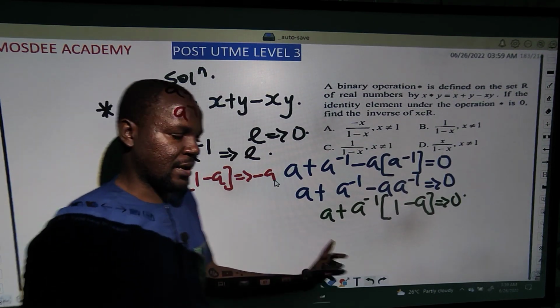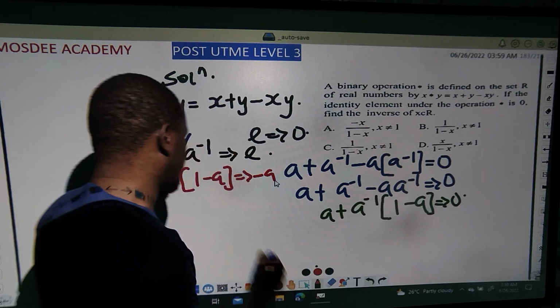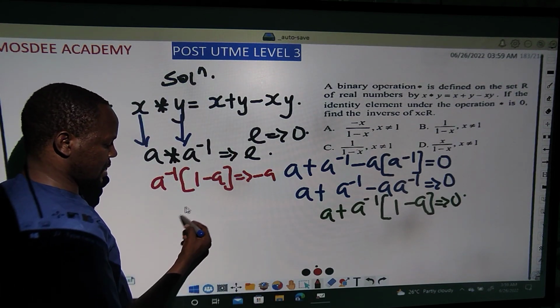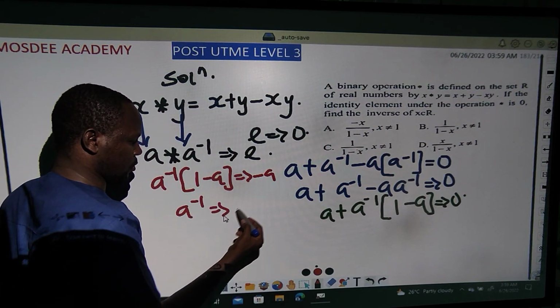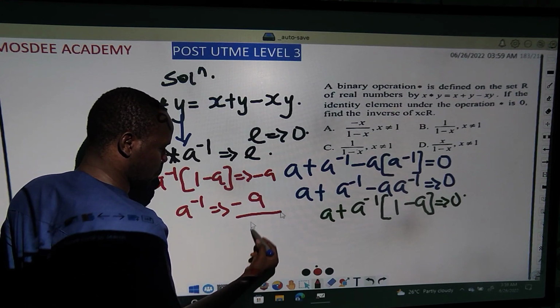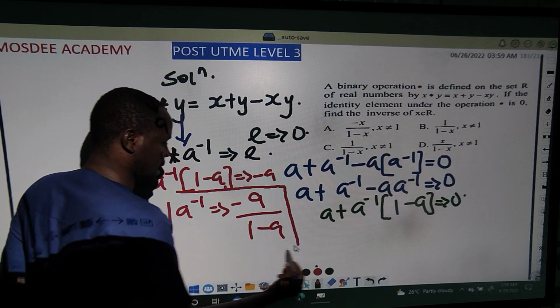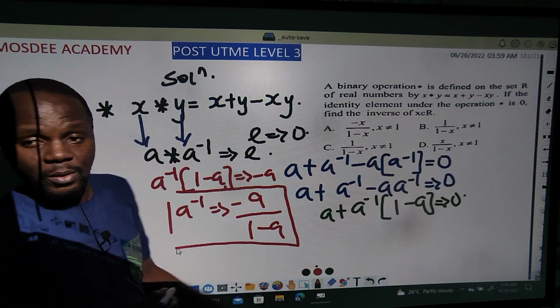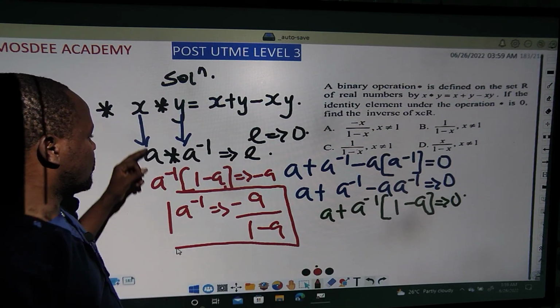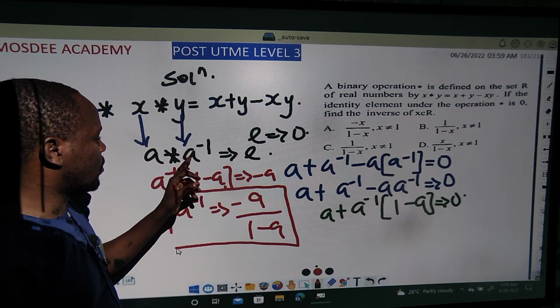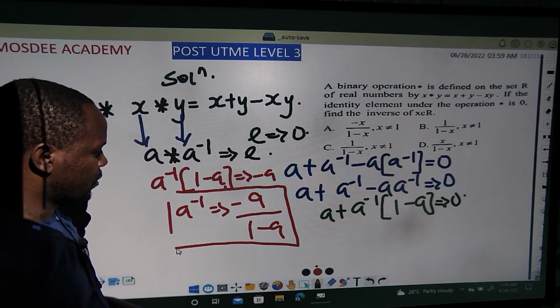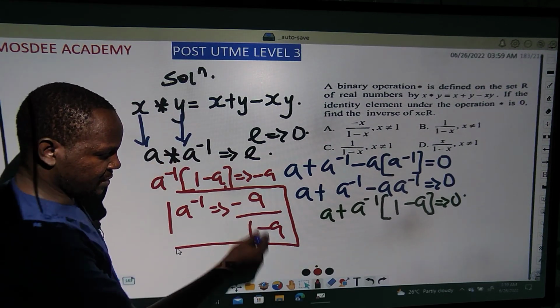I hope students understand that point. Then here, make A inverse the subject of the formula, divide both sides by 1 minus A. A inverse is now equal to negative A over 1 minus A. This is your answer, but the answer will not be in terms of A. It will now be in terms of X and Y. Recall, X is equal to A and Y equals to what? A inverse.